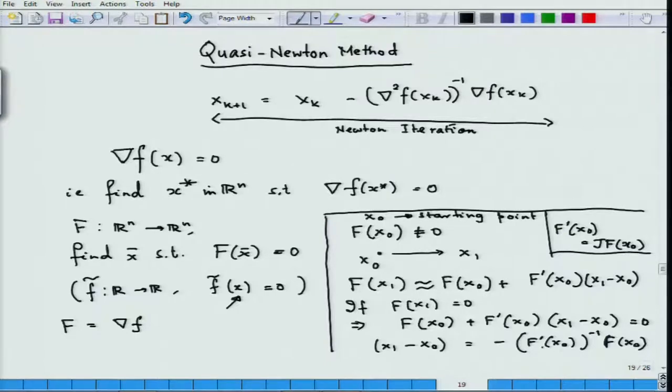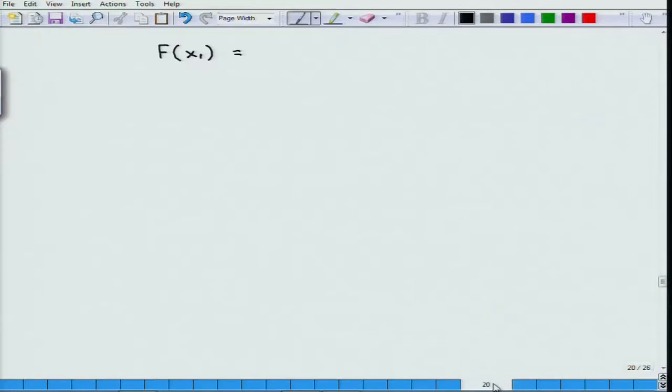So I can replace this by a positive definite matrix. If f dash x naught is positive definite, PD, then it is invertible. You get this, right? And then it is very important that now I will make this sort of approximation.